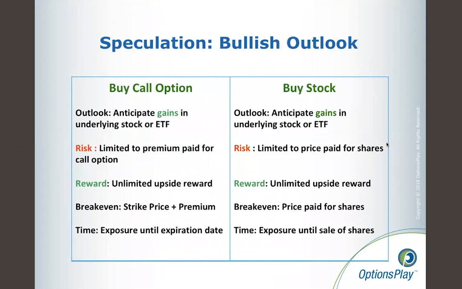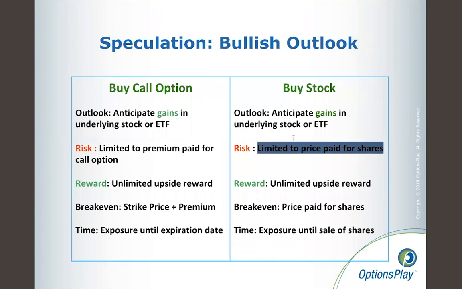Both buying a call option and buying a stock are where you anticipate gains in the underlying stock or ETF. That's the rationale behind both of these two strategies. As far as risk goes, buying a call option, your risk is limited to the premium that you've paid for the call option. So we talked about if you buy a $5 call option, no matter what happens to that stock, you will lose no more than $5. On the stock trading side, your risk is limited to the price that you paid for the shares. So if you have a $100 stock and you paid $100 for it, then your risk is $100. So substantially more risk to buy the stock versus buying a call option.